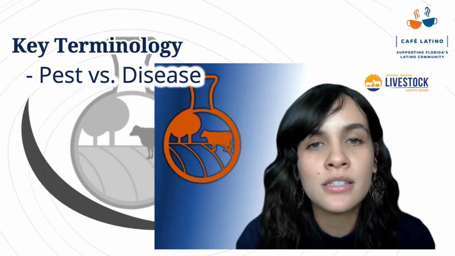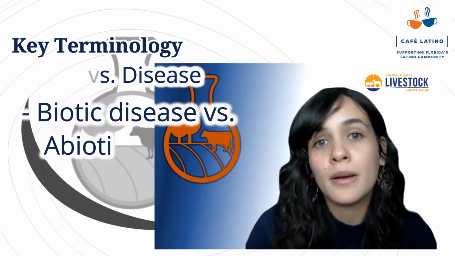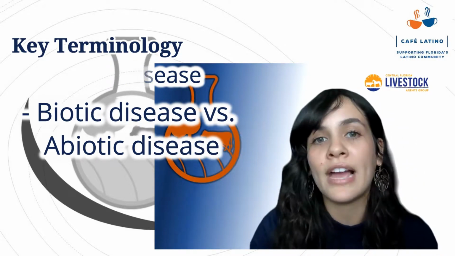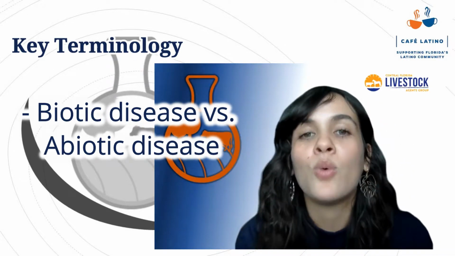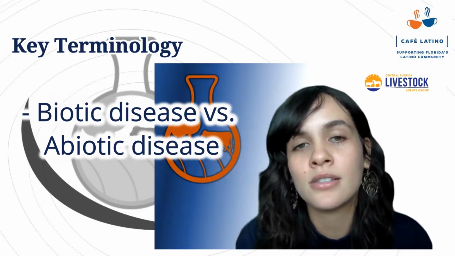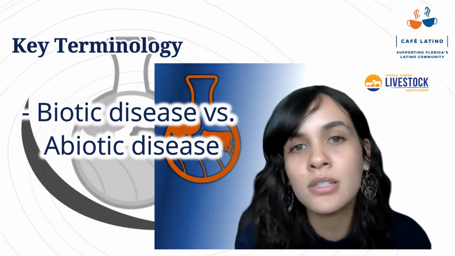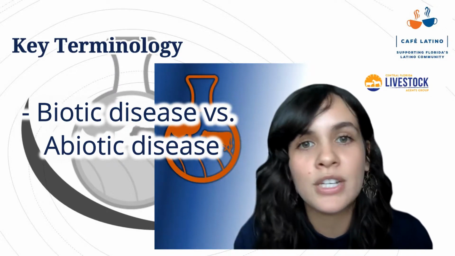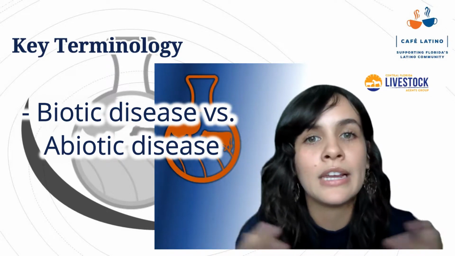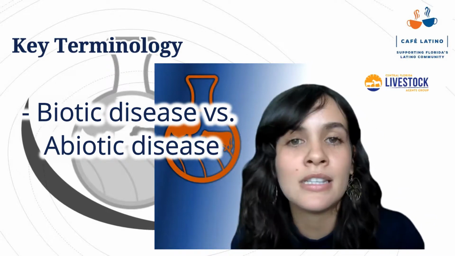And a disease is usually classified in two broad terms. We have biotic diseases and we also have abiotic diseases. When we talk about biotic diseases, we're talking about living organisms such as pathogens, bacteria, fungi, viruses, nematodes. They can all cause biotic diseases in your plants.